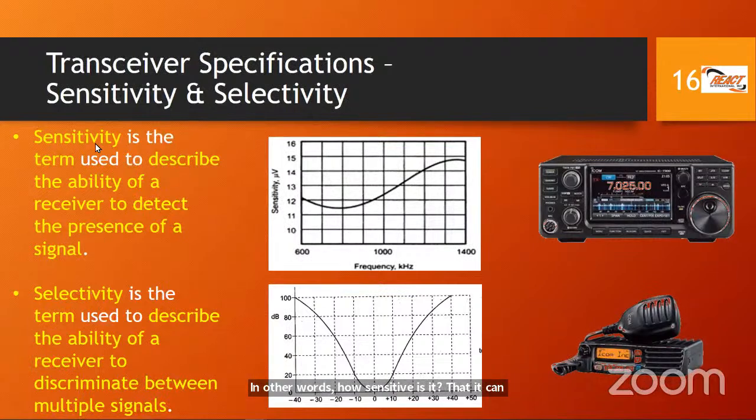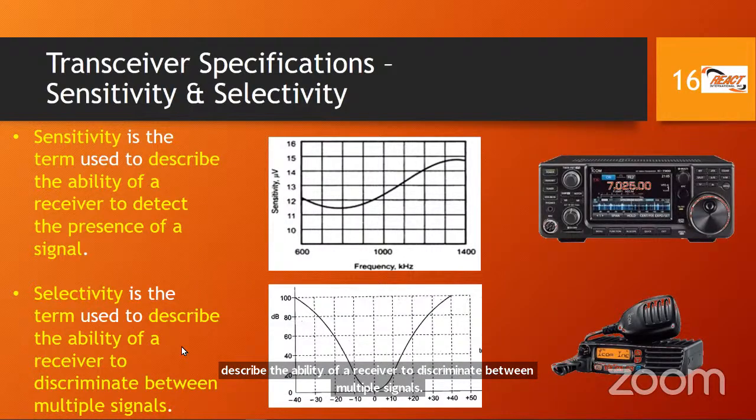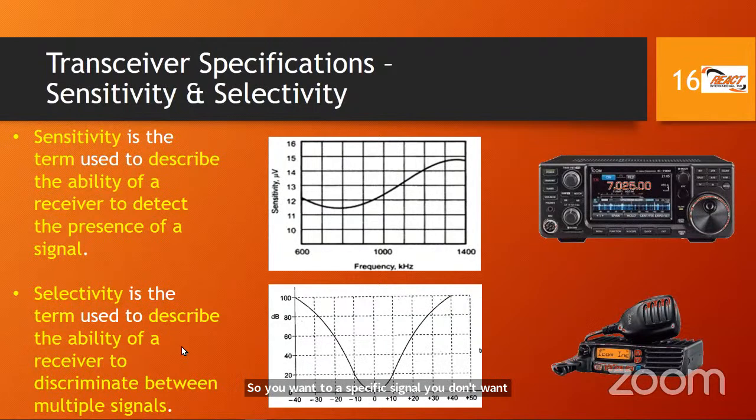That's sensitivity. Selectivity, on the other hand, is the term used to describe the ability of a receiver to discriminate between multiple signals. So you want a specific signal. You don't want some signal that is to the left or to the right or lower in frequency or higher in frequency. You want to be able to discriminate and aim at a particular frequency and hear that frequency alone. You do not want interference from a frequency higher or lower. So this is the definition for selectivity. And these are the two definitions that you need to learn and know for your exam.